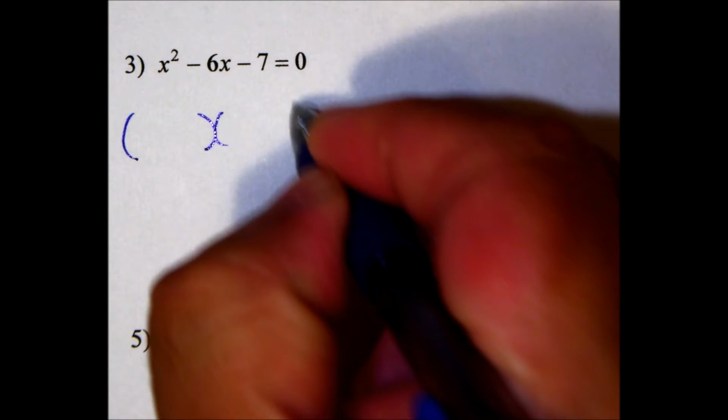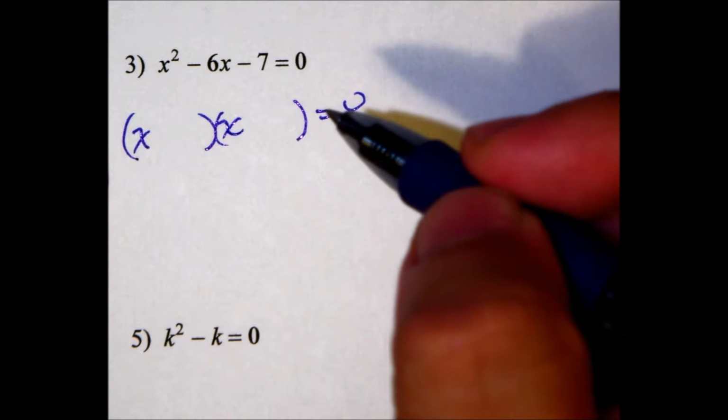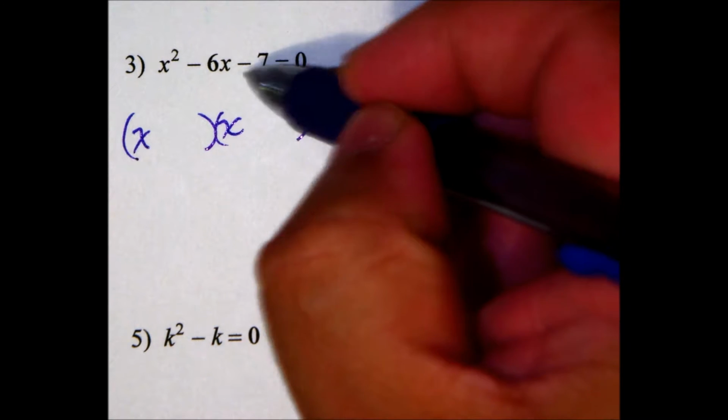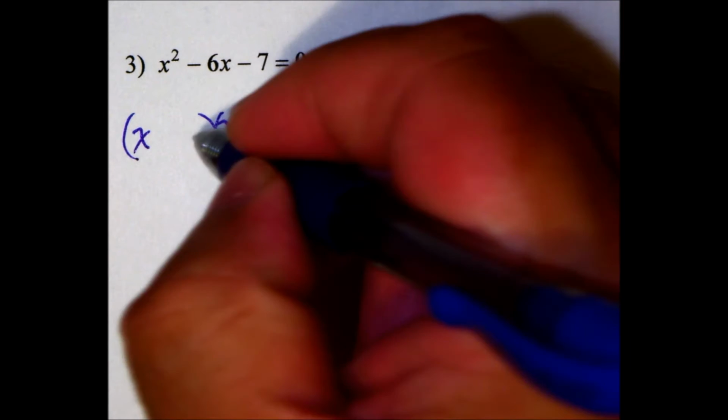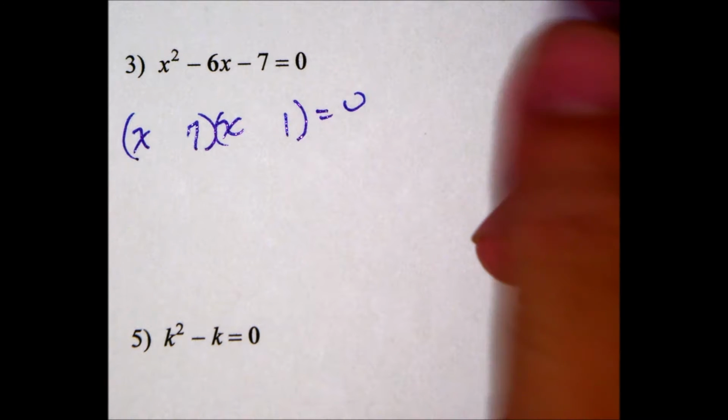Okay, this one factors into 2 binomials. Remember the two terms. Alright, x squared is easy. It's x times x. This is old stuff. I'm just helping you remember, right? What are the factors of 7 that subtract to make 6? Well, 7 times 1 is 7. 7 minus 1 is 6.